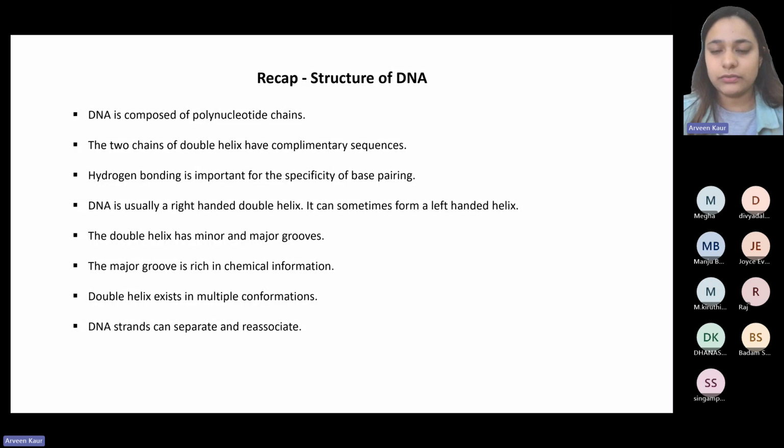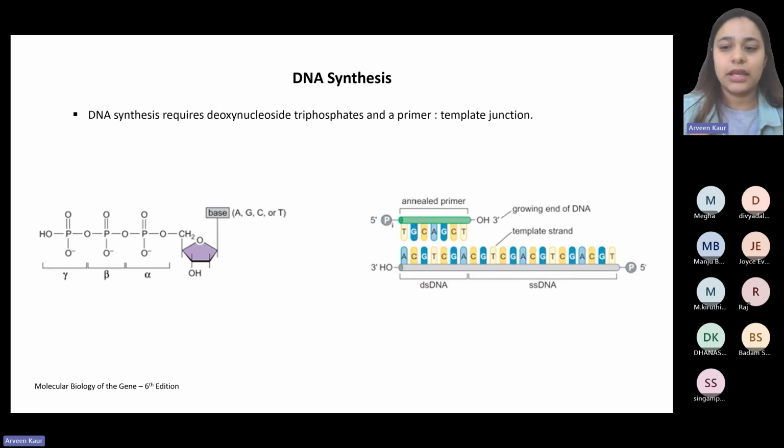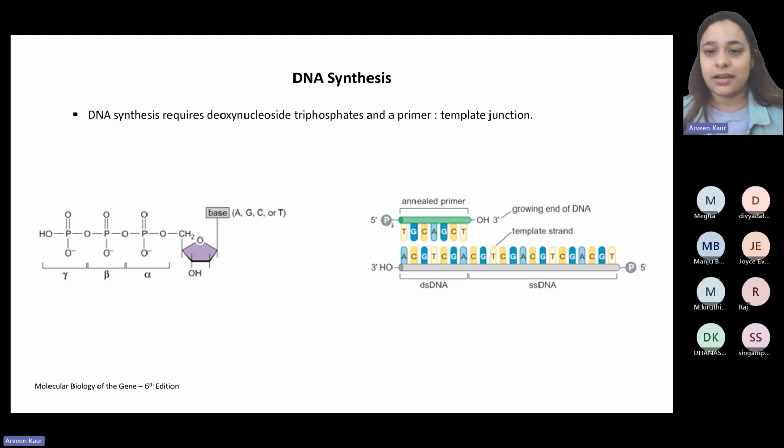So what we talked about last was the structure of DNA, and we did a short recap of whatever we had gone through. Now we are going to talk about DNA synthesis, right? So what is DNA synthesis? It is basically one of the prerequisites to replication of cells, right? So DNA needs to be synthesized so that we have enough DNA to give to the two different cells that are going to be formed, right?